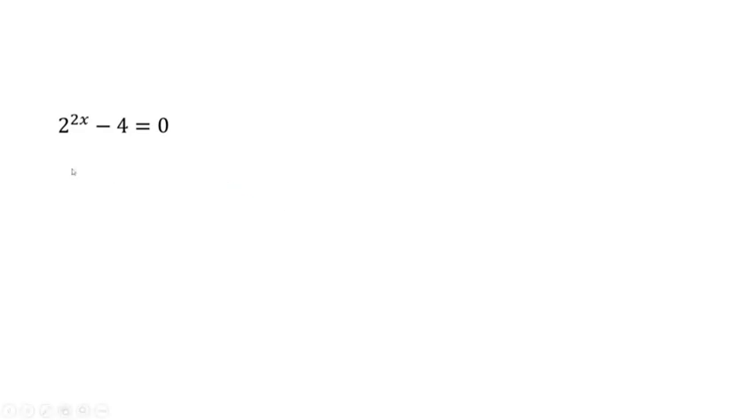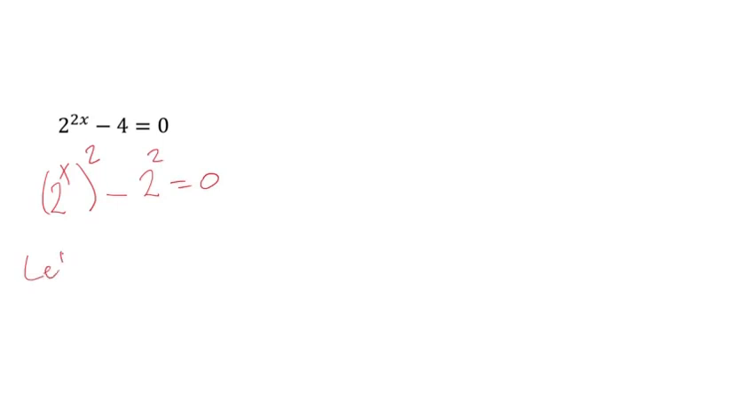In this case, I have 2 to the power of 2x minus 4. Again, this cannot be solved directly. It's kind of complicated. But notice again, I have a pattern here. I have 2 to the power of x, squared, which is the same as 2 to the power of 2x, minus 4, which is just 2 to the power of 2, is equal to 0.